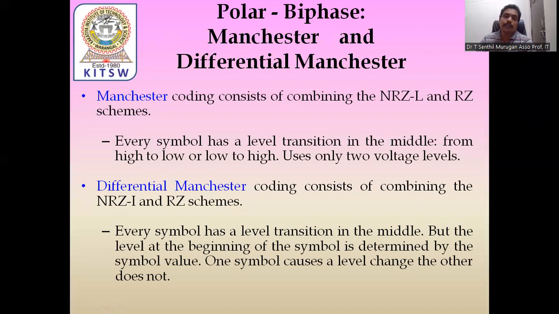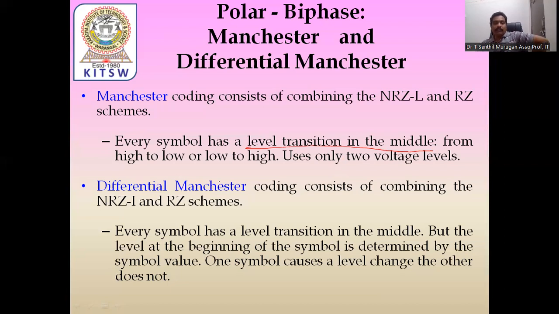Now we are going to discuss the polar biphase method. In this method, there are Manchester and differential Manchester coding. What is the use of this? Manchester coding consists of a combination of the NRZ-L and RZ schemes, non-return to zero level and return to zero. Every symbol has a level transition in the middle, from high to low or low to high, but it uses only two voltage levels, not three.